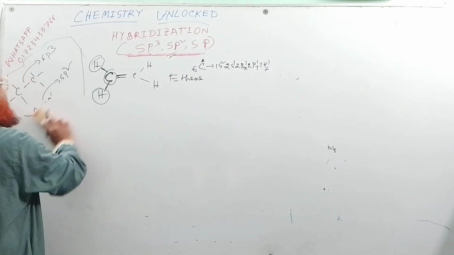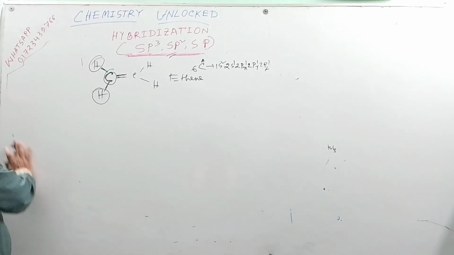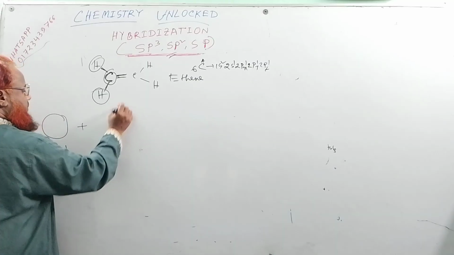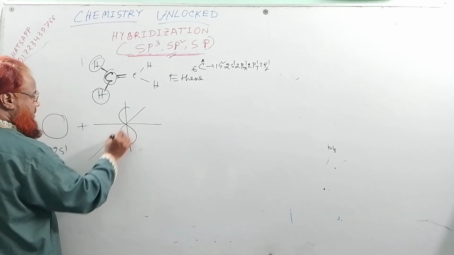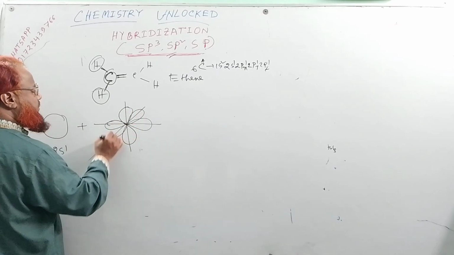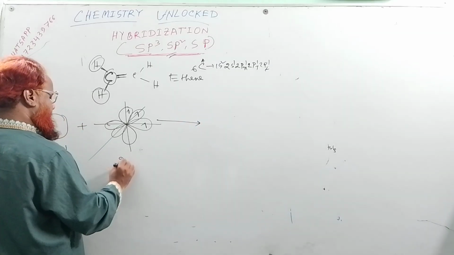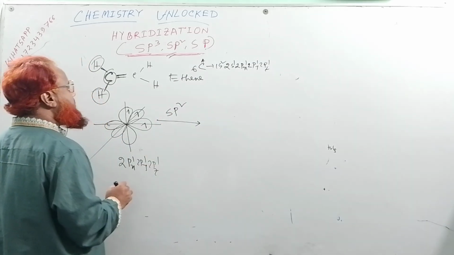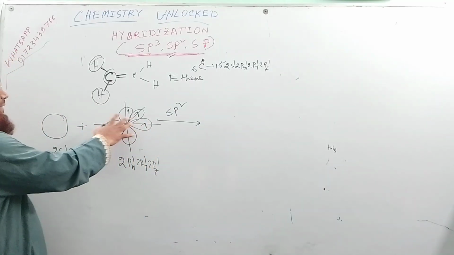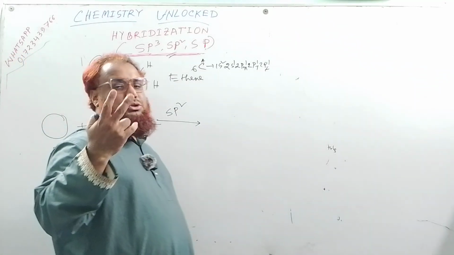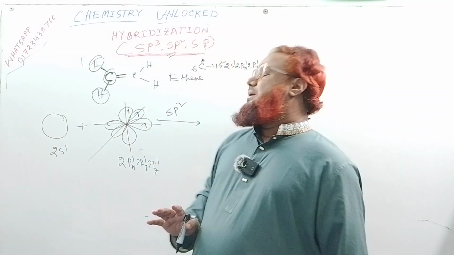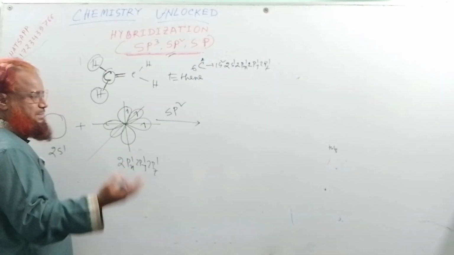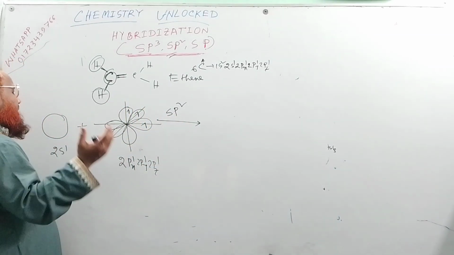What will be the diagram? 2s1, then 2px1, 2py1, 2pz1. sp2. It means here 3 p orbitals are present, but from these 3 p orbitals, 2 p orbitals will be intermixed and 1 remains pure. From these 3, 2 will participate in the intermixing process or hybridization process, but 1 orbital remains non-hybrid.